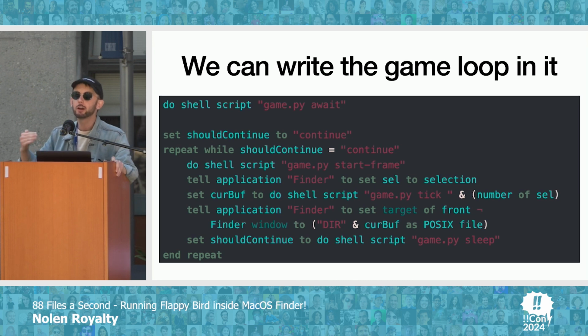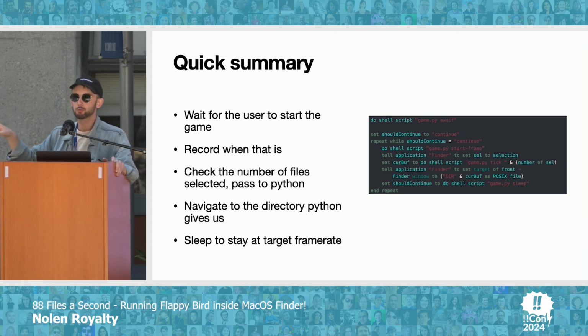What we can do is rewrite our game loop inside AppleScript, calling out to Python instead of the other way around. So to kind of walk you through that code, we wait for the user to start the game, asking them to double click, the first thing that we were doing, since that's a more forceful action. We record what time that is. We check the number of files selected within AppleScript. We pass that to Python. That tells us whether you're jumping.